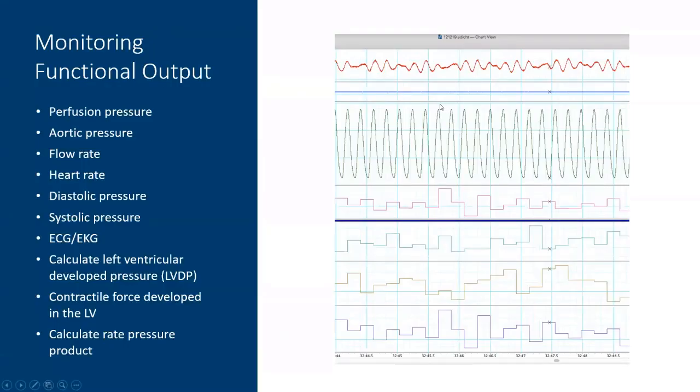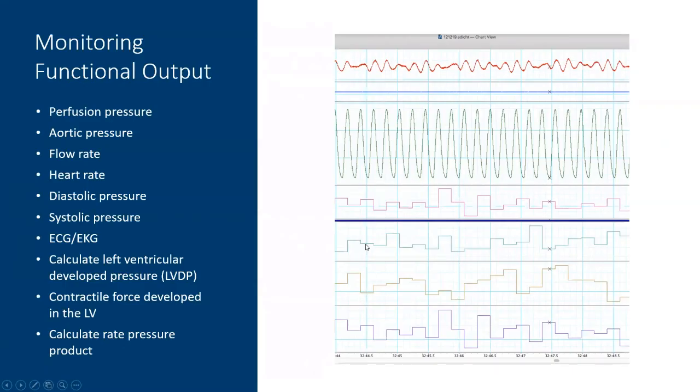So what sort of functional outputs are we looking to measure? Obviously perfusion pressure, and we have that up the top here. Some people also call the perfusion pressure the aortic pressure, and this is what is developed by having a closed system. We also look at the flow rate, and you can see here in this particular case, we had a constant flow setup. We're also going to look at the heart rate. The heart rate is measured in this pink line. Unfortunately, I've taken away the scale. We will also measure the diastolic pressure and the systolic pressure.